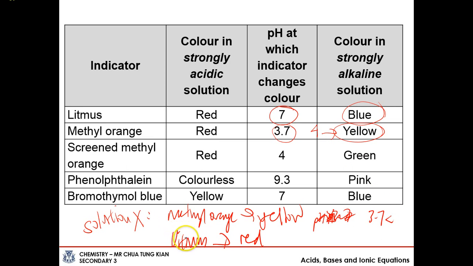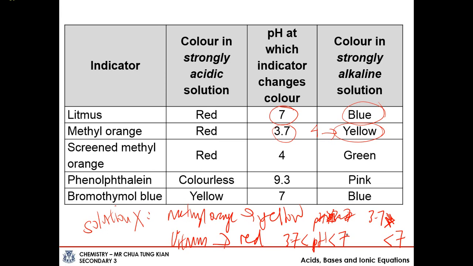And because it is red in litmus, the pH must be less than 7. Correct? So if this solution X gives me a red color in litmus and a yellow color in methyl orange, I will know that the pH for this solution X will be between 3.7 and 7. Correct? So to narrow this down further, let's say I use screened methyl orange and the solution still remains red. It tells me that the pH is between 3.7 and 4.